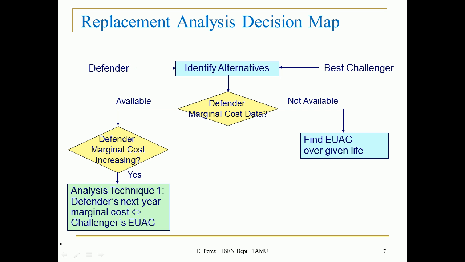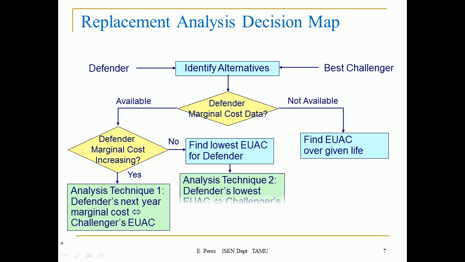Going back to the second question, if the Defender marginal cost is increasing, then you use analysis technique 1, which compares the Defender's next year marginal cost with the Challenger's equivalent uniform annual cost. If the Defender marginal cost is not increasing, then you have to find the lowest equivalent uniform annual cash flow for the Defender, and use analysis technique number 2, which compares the Defender's lowest equivalent uniform annual cash flow with the Challenger's equivalent uniform annual cash flow at its minimum cost life.